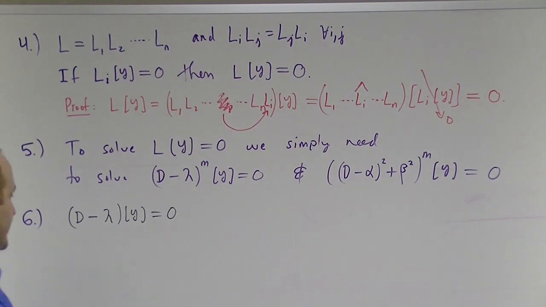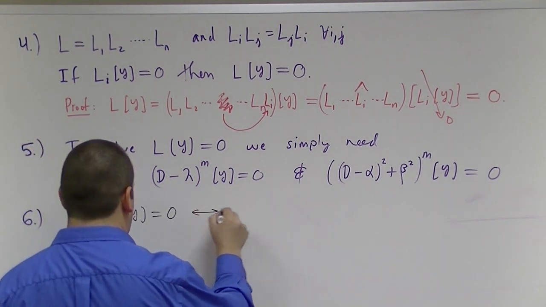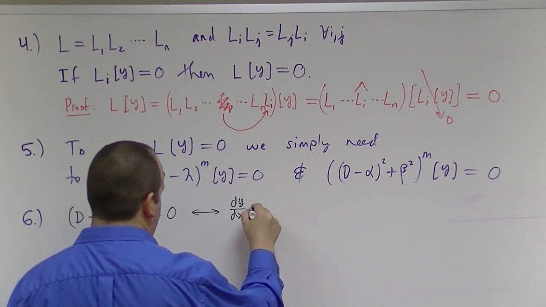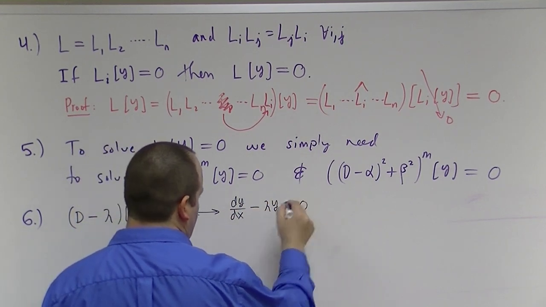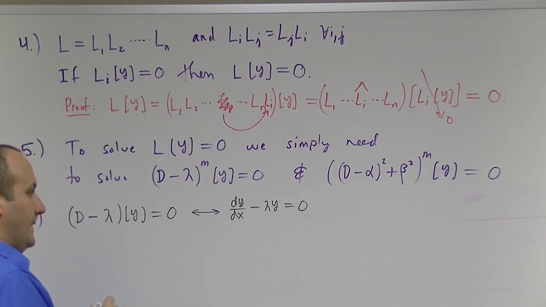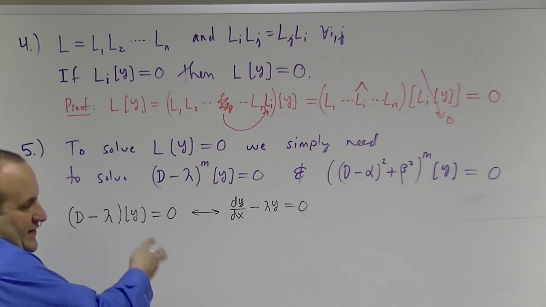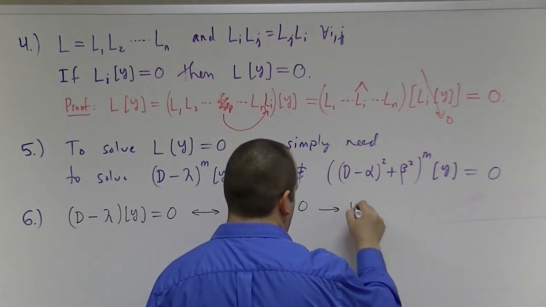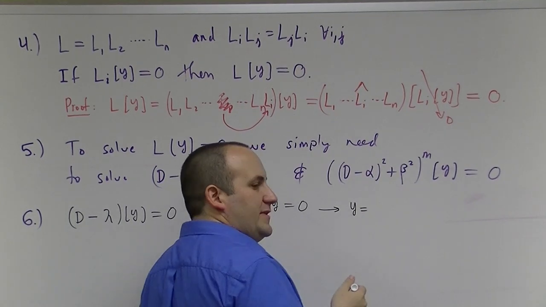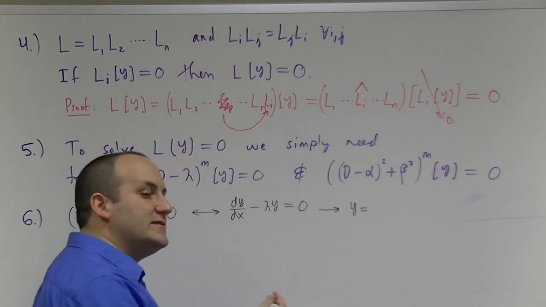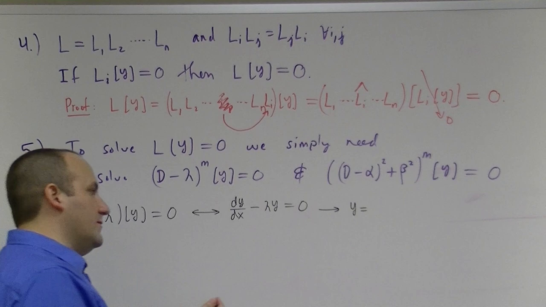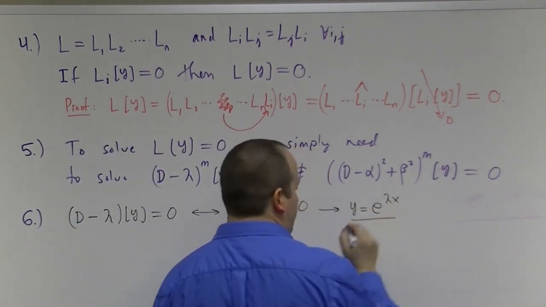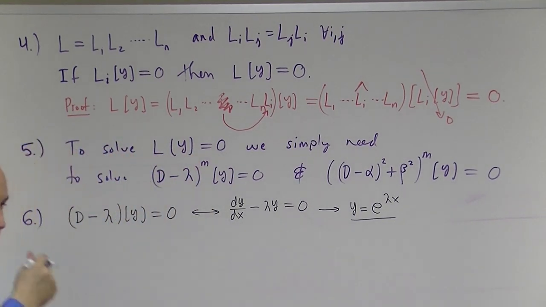This is really separation of variables, right? So this is the same as dy/dx, let's use x for a second here, minus lambda y equals 0. But I solved this with lambda equals 1 earlier. Anyway, I don't really care about a general solution, I just want a solution, right? So certainly you can check y equals e to the lambda x is a solution.